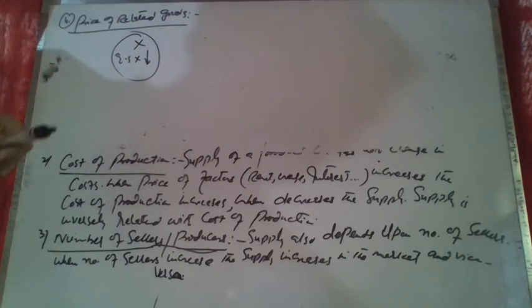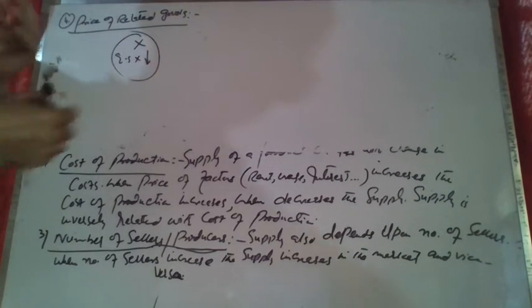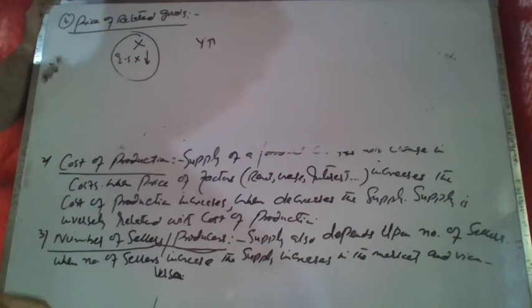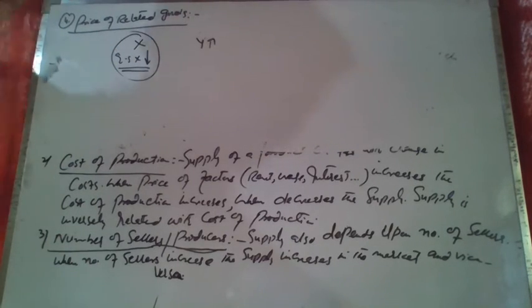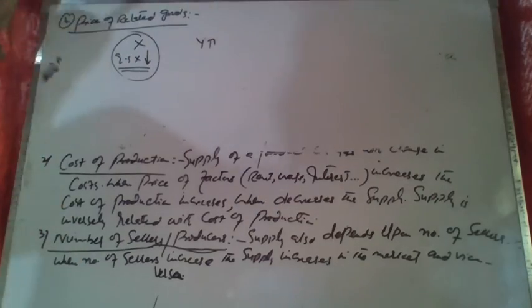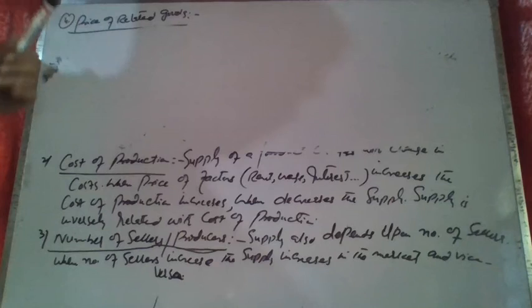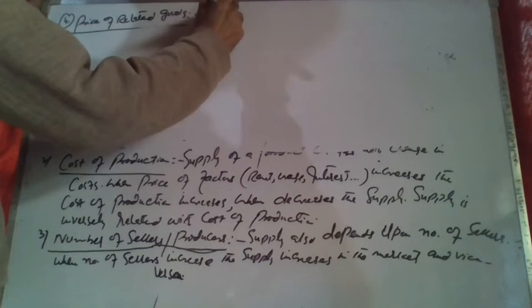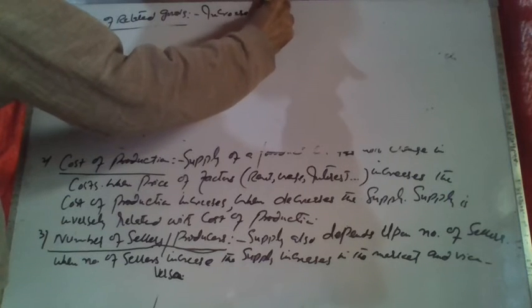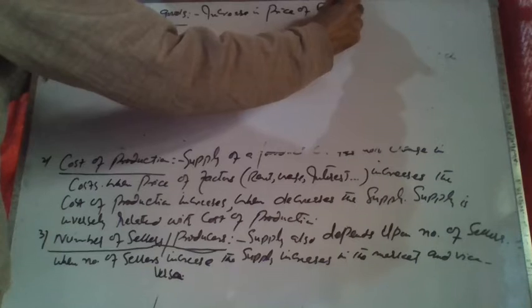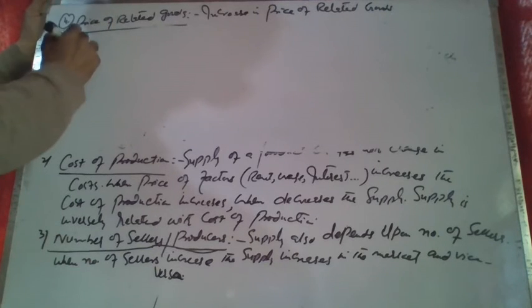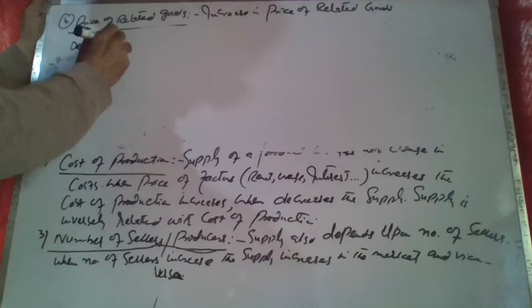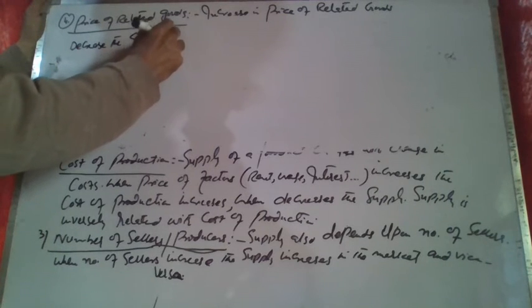An increase in the price of related goods decreases the supply of this commodity. Why? Because producers shift. And a decrease in the price of related goods increases the supply. So how does this work? An increase in the price of related goods decreases the supply of a good.